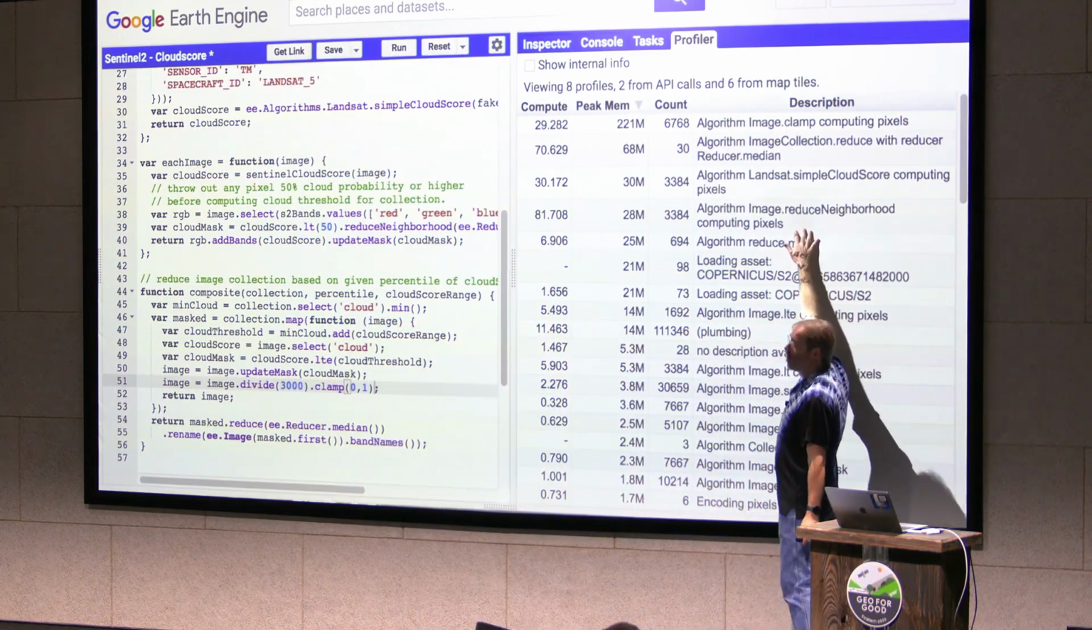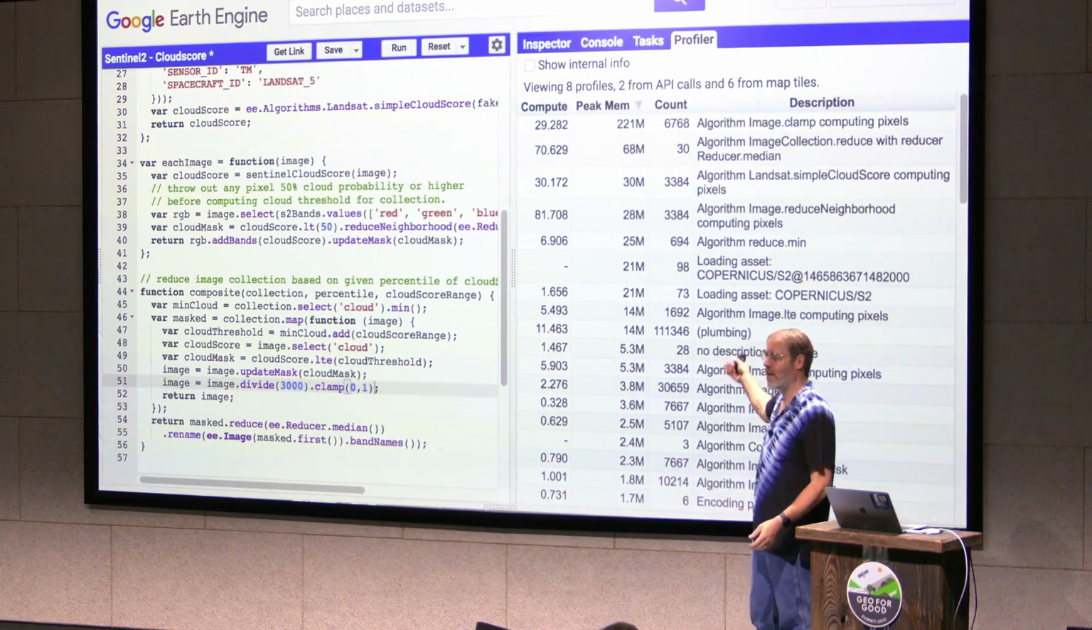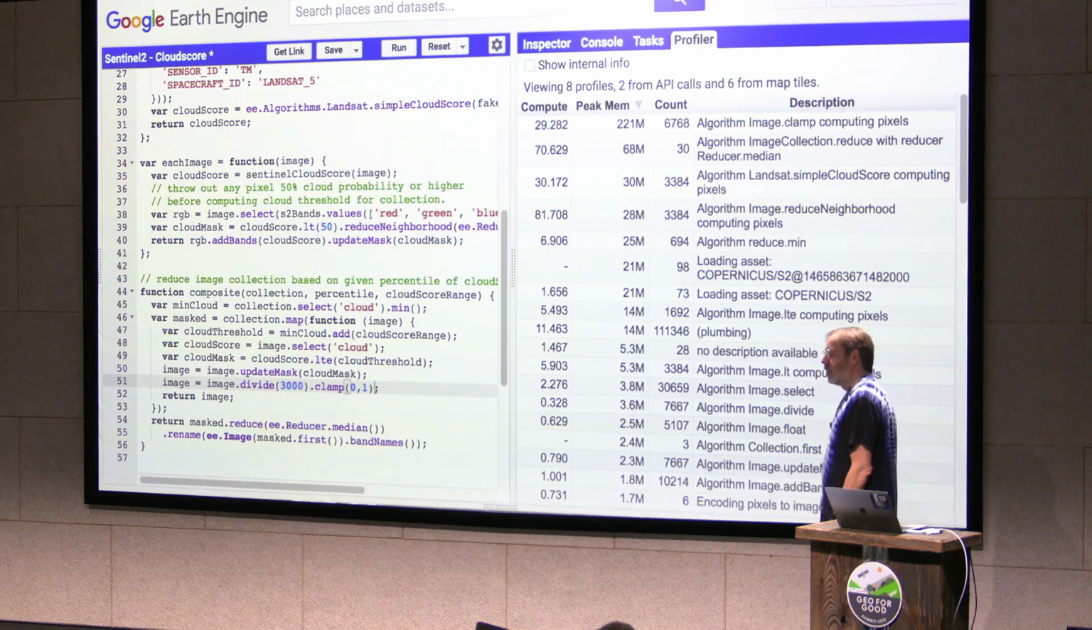Hey, reduced neighborhood took a long time. Well, maybe my neighborhood's too big or something like that, right? So it's suggestive. It's not necessarily authoritative. Okay.